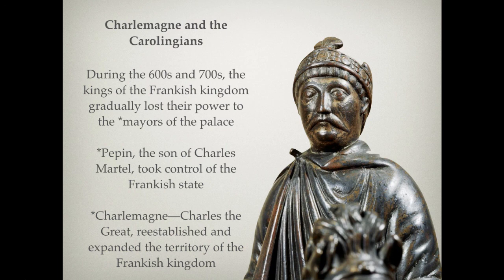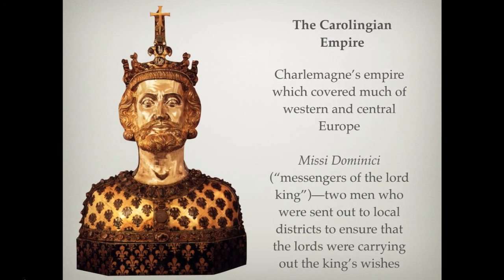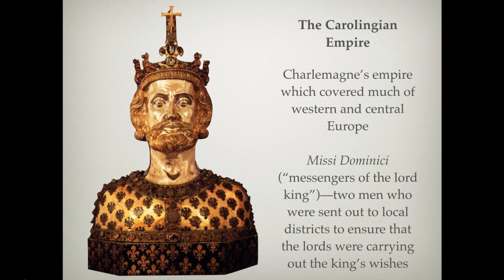And so their reestablishment and expansion of the territory of the Frankish kingdoms really drove the Franks and the Frankish kingdom into a golden age for northern early medieval society. So the Carolingian Empire is a true empire. It converted and conquered surrounding territories. So Charlemagne's empire converted much of Western Europe and parts of Central Europe.